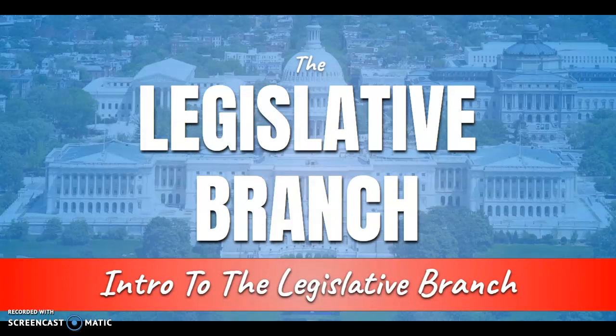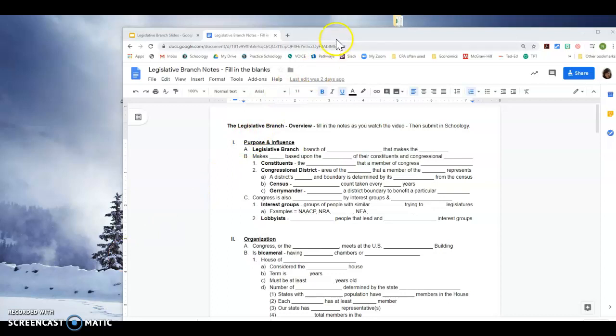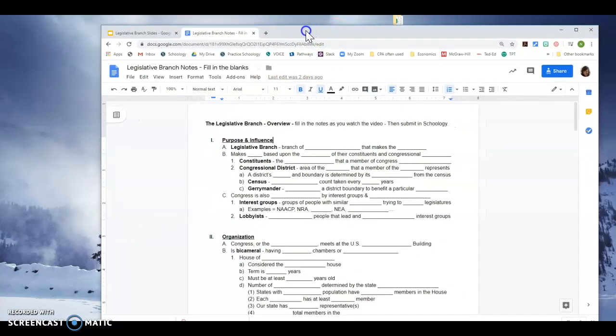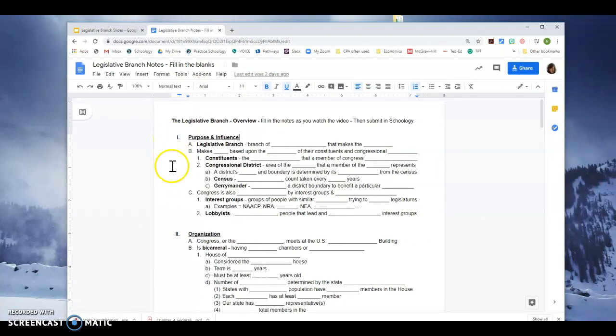You can pause it at any time, and while you watch the video, please fill in the notes. If you don't have the notes yet, please pause and go into Schoology and grab a copy of the notes. In case you're not sure what they are or where they are, they should look something like this. The link is in Schoology. If you can't find them, please pause the video and contact me so I can help you.